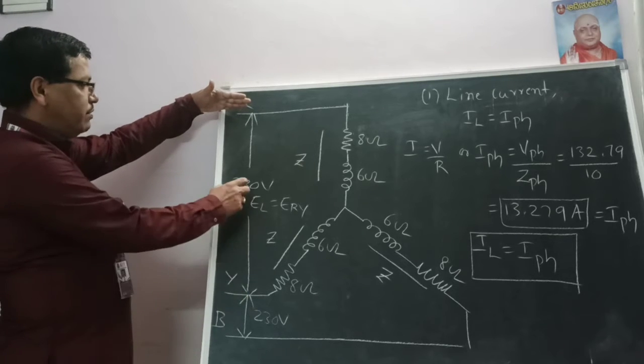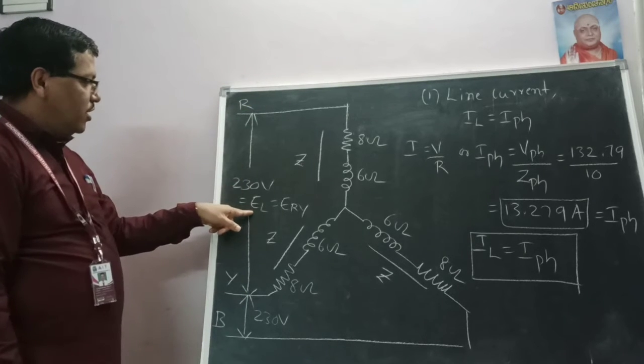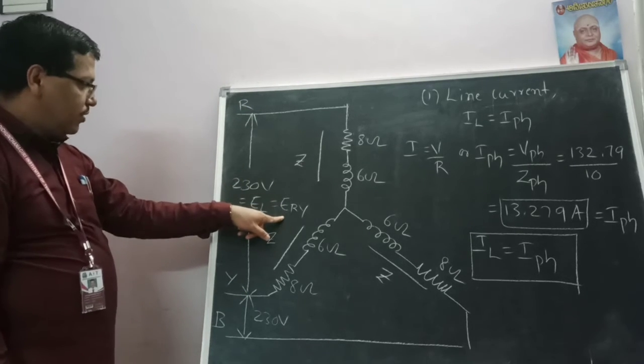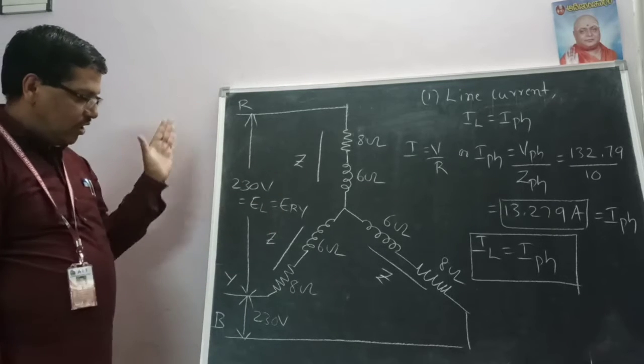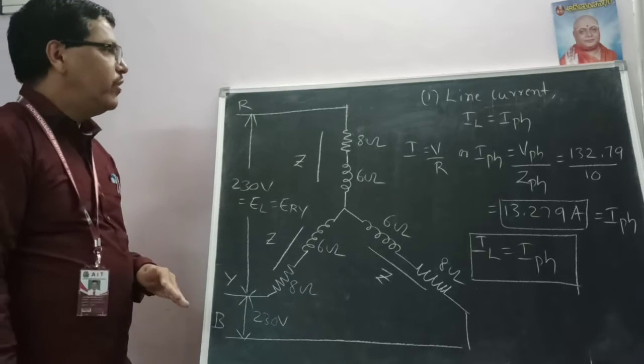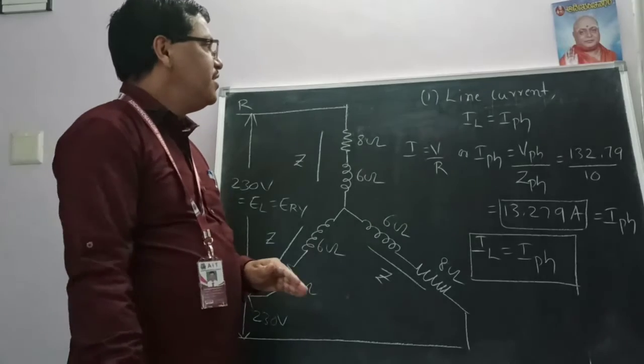So given in the problem, 230 volts, that is also called EL, which is equal to ERY. 230 volts is here and once again 230 volts, and the remaining third line also 230 volts. First we need to calculate the line current.